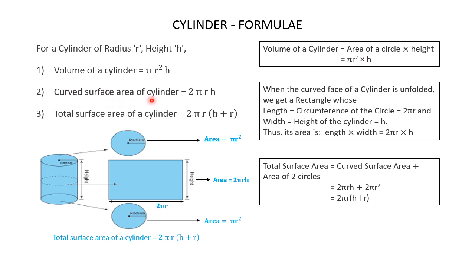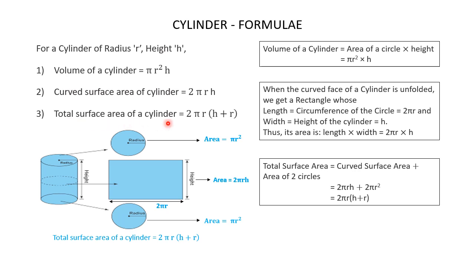Curved surface area of the cylinder is equal to 2 pi r h. Now this is the curved surface of the cylinder. When this curved surface of the cylinder is unfolded, we get a rectangle whose length is equal to the circumference of the circular base. Now we know that circumference of the circle is equal to 2 pi r. Also the width of the rectangle is nothing but the height of the cylinder. We know that the height of the cylinder is h. So the area of the rectangle is length multiplied by width, which is nothing but 2 pi r multiplied by h, that is 2 pi r h. Now this rectangle is nothing but the curved surface of the cylinder. So the curved surface area of the cylinder would also be equal to 2 pi r h.